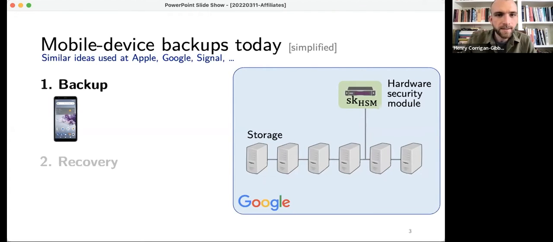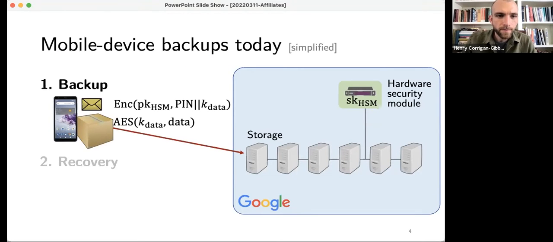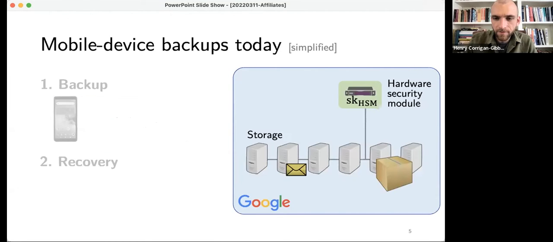So with that setup, this is how mobile device backups go today. The device encrypts the data to be backed up. I've depicted that with a big cardboard box with a transport key or a data encryption key that's just a symmetric key. And then you encrypt the transport key alongside the user's screen lock pin. So this is the pin that you use to lock and unlock your phone. And that's encrypted under the HSM's public key. And these ciphertexts are stored in the data center.